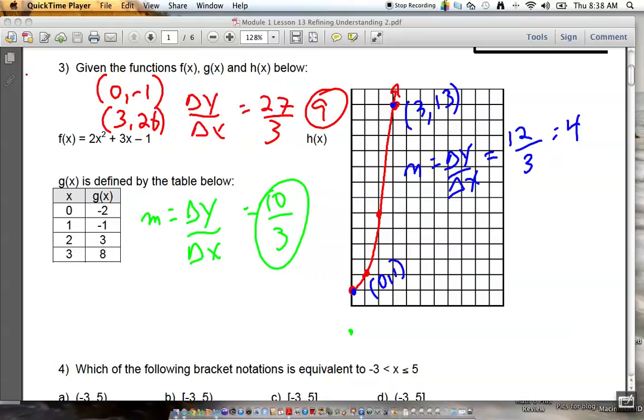Oh, you guys have a 5? Oh, yeah. What do you mean you have a 5? It's 2x to the second. Plus 5x. Oh, I'm sorry. Okay. So let's plug in the 3 again. Is this right? Plus 5x?